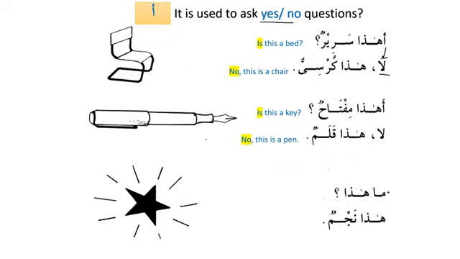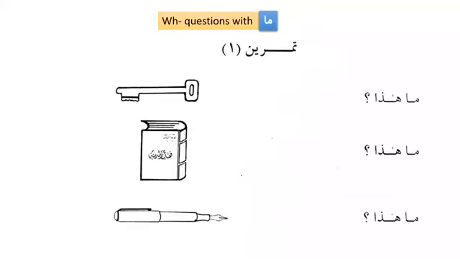And then we have the question with ma. So ma hadha, what is this? And the answer is hadha najmun. This is a star. So now inshallah, I'm sure that the learning is becoming easier, and now you can relate like how the sentences are formed and how do we get the meaning of a complete sentence. Okay, so now you have some exercise, tamreen.